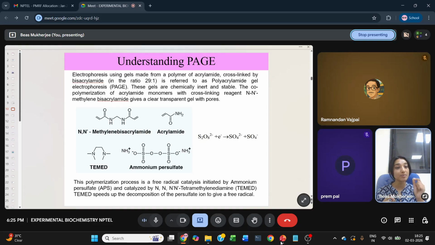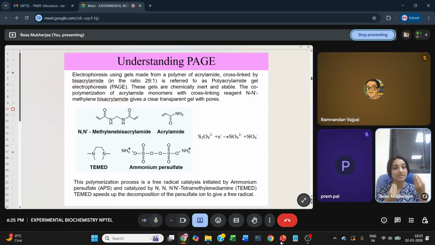The gels are chemically inert and stable, formed by the copolymerization of acrylamide monomers. Acrylamide forms chains, and bisacrylamide forms the connections between the chains. It is forming cross links between the chains. The cross linking reagent is N,N'-methylenebisacrylamide, which gives a transparent clear gel with pores. Okay, so all the structures are given to you.